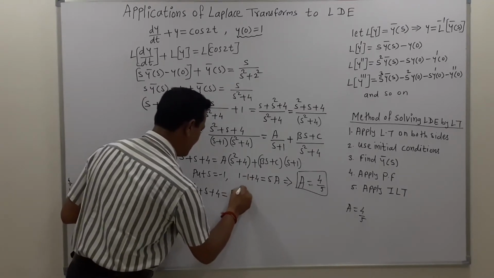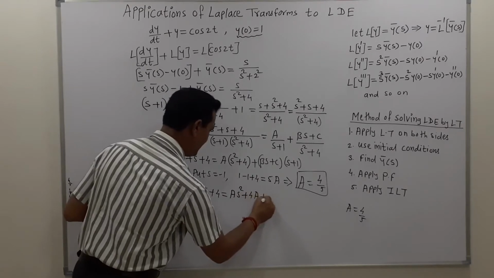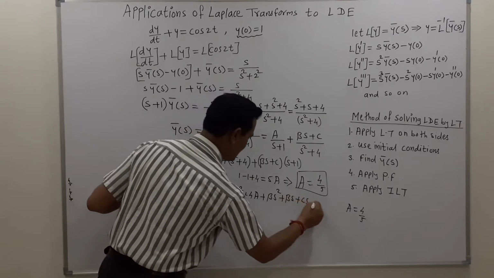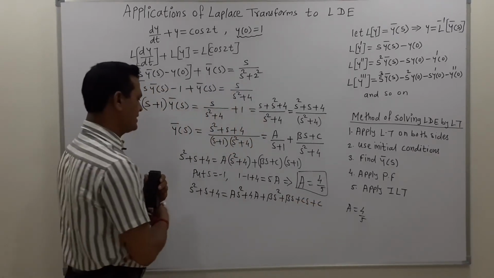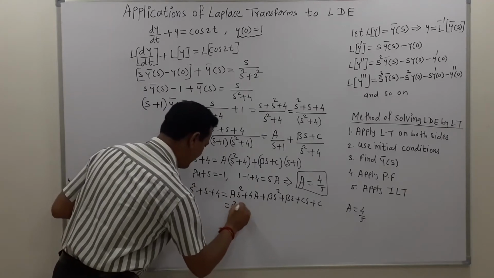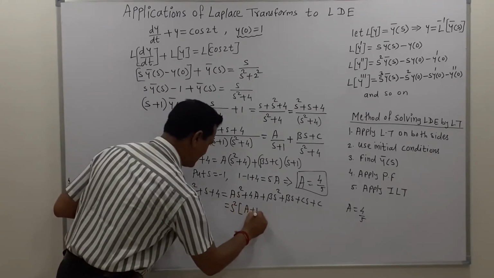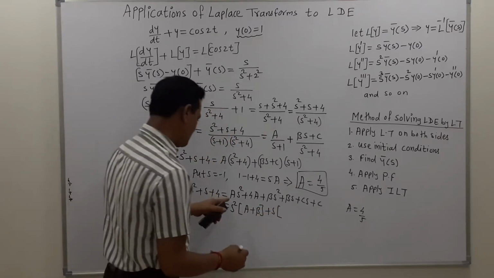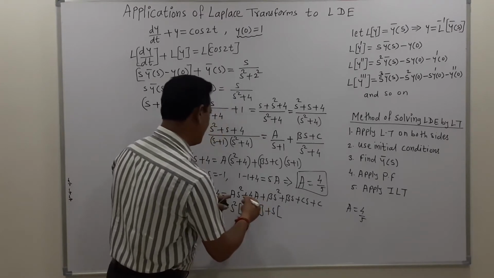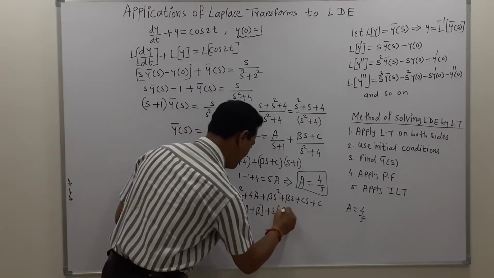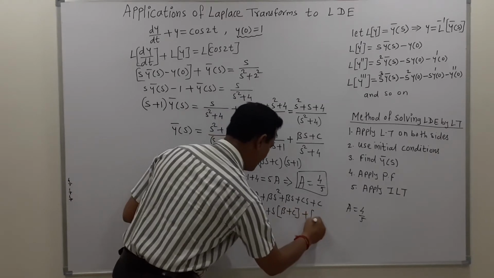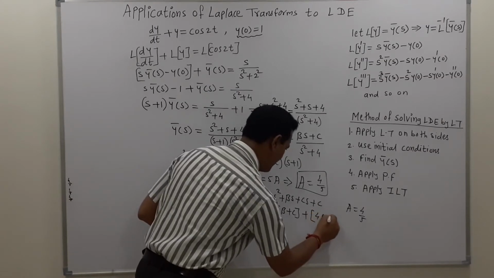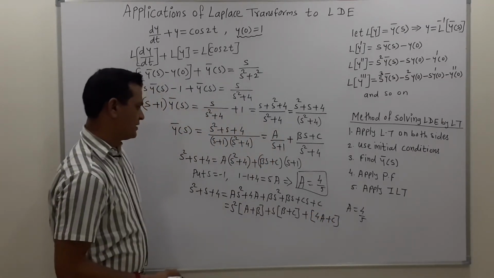So this is as square plus 4a plus bs square plus bs plus cs plus c. Now arrange according to the decreasing power of s. We get (a plus b) s square, then collect all the coefficients of s. The coefficients of s are b plus c, plus collect all constants together. The constants are 4a plus c.